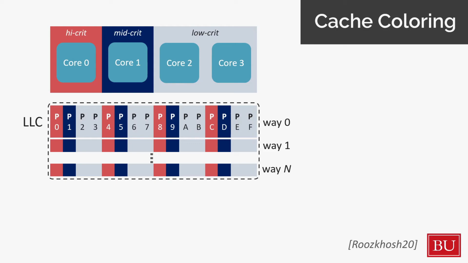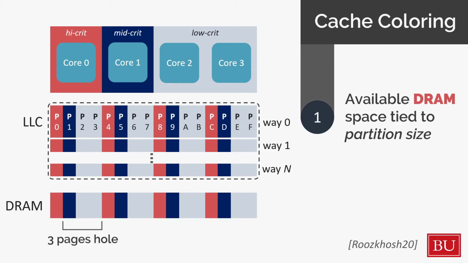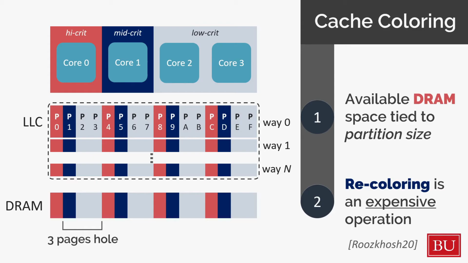And now when we perform coloring, coloring implicitly creates a pattern of pages in physical memory, so that if we had allocated one page every four to, say, the red shell in this drawing, then the physical memory, the DRAM pages that we need to assign, have to follow the same pattern. So we are able to assign essentially only one page every four to a given application. Okay, so that means that essentially the available DRAM space becomes tied to the partition size. And also that, well, recoloring inherently becomes an expensive operation.